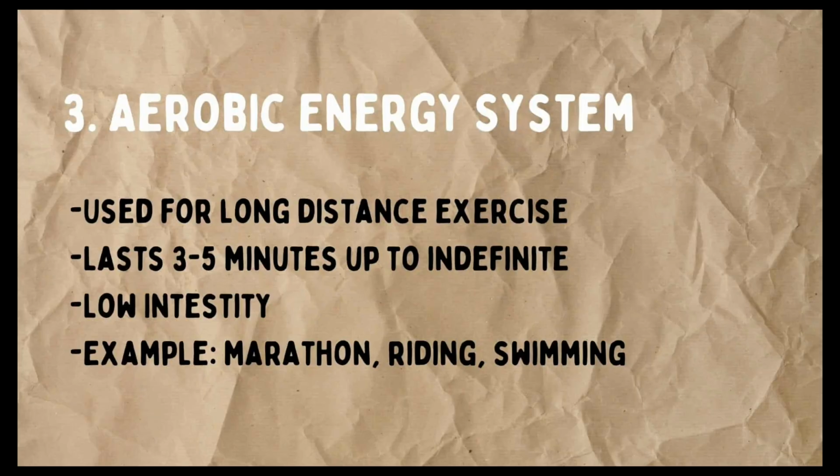Lastly is the aerobic energy system, used for long distance exercise, lasting 3 to 5 minutes up to indefinite, low intensity. The aerobic energy system provides energy for low-intensity physical activities that last from 2 minutes to a few hours. Compared to the ATP-CP and glycolytic energy systems, it requires much longer oxygen in muscles in doing physical activities like long-distance swimming, running, and playing sport.